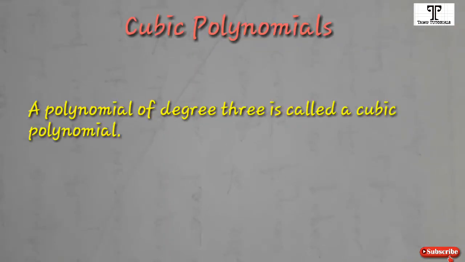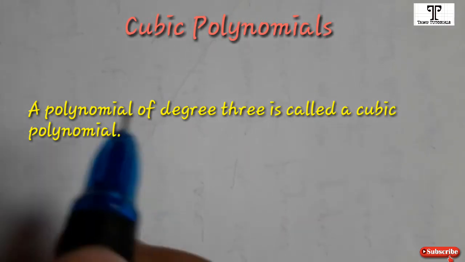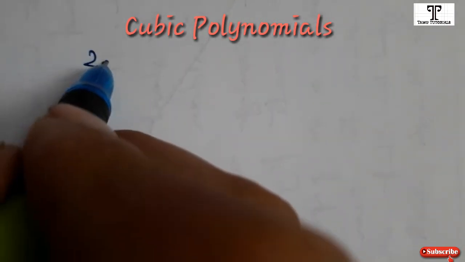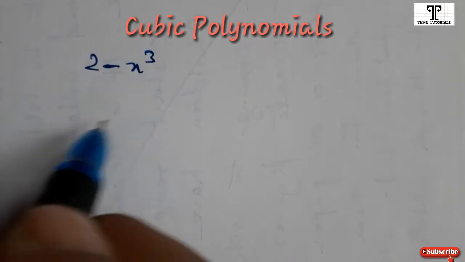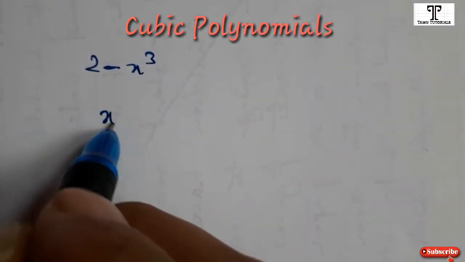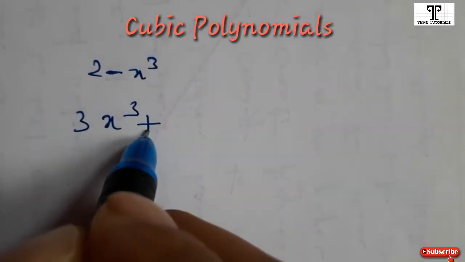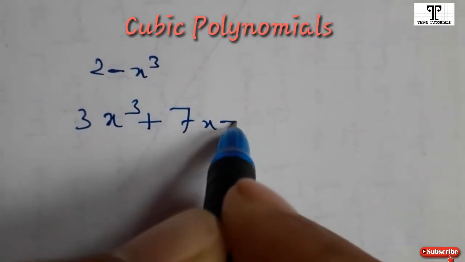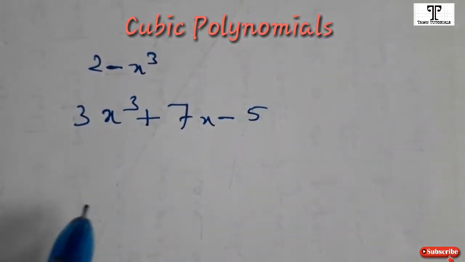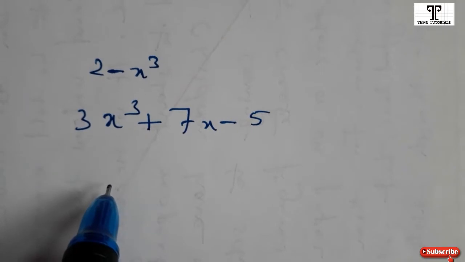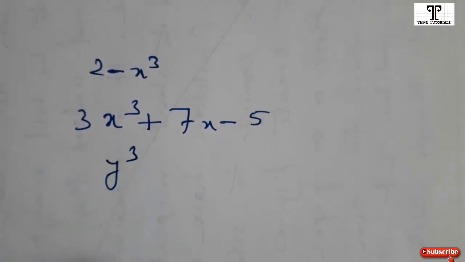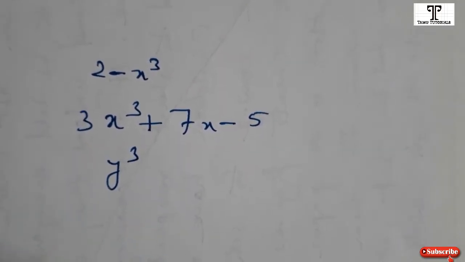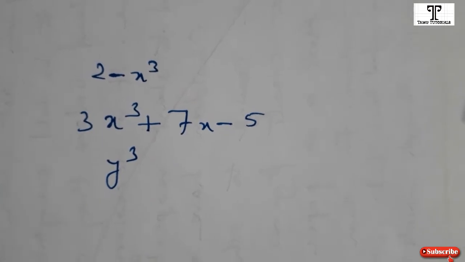Now cubic polynomial. A polynomial with degree 3 is called a cubic polynomial. So for example, 2 minus x cube is a cubic polynomial. 3x cube plus 7x minus 5 is a cubic polynomial, right? Just y cube is also a polynomial with degree 3, so it is a cubic polynomial.